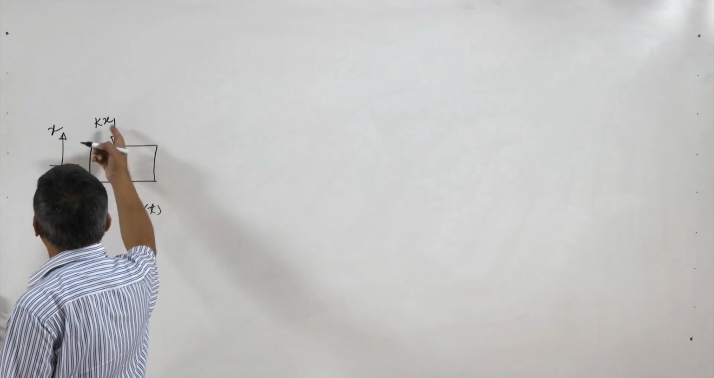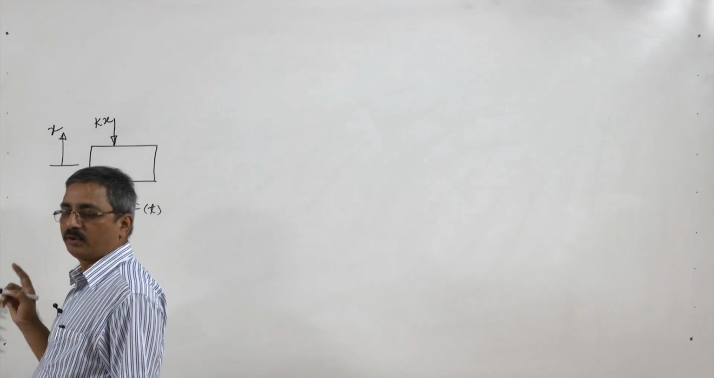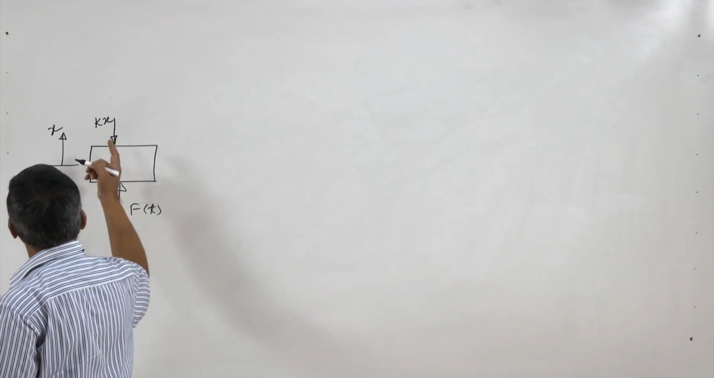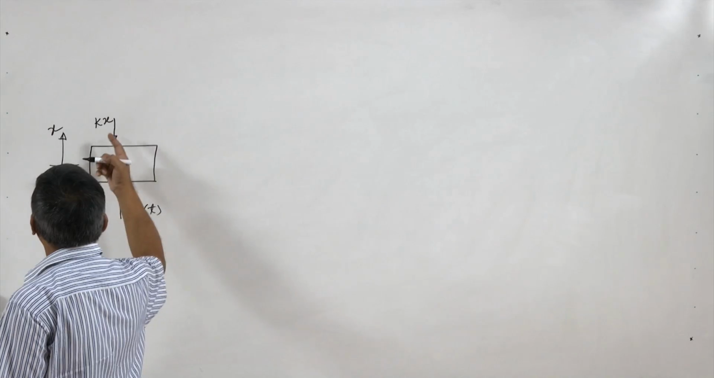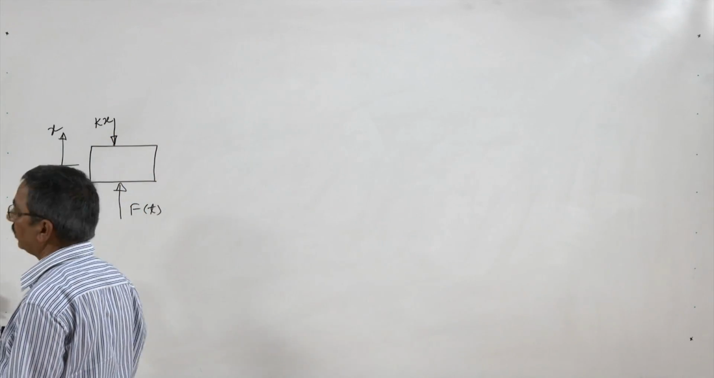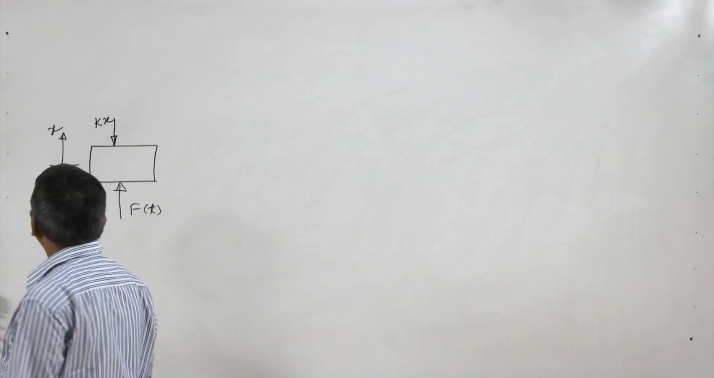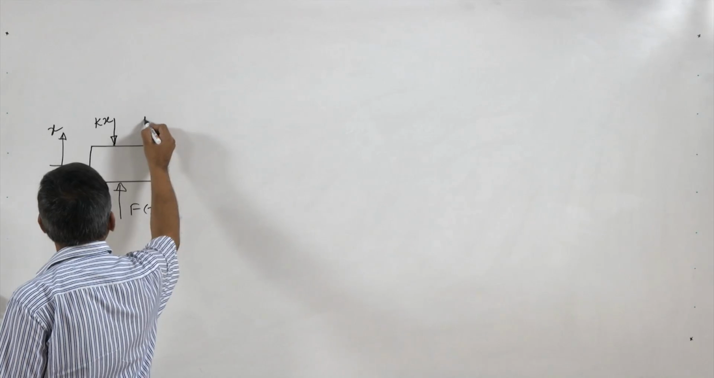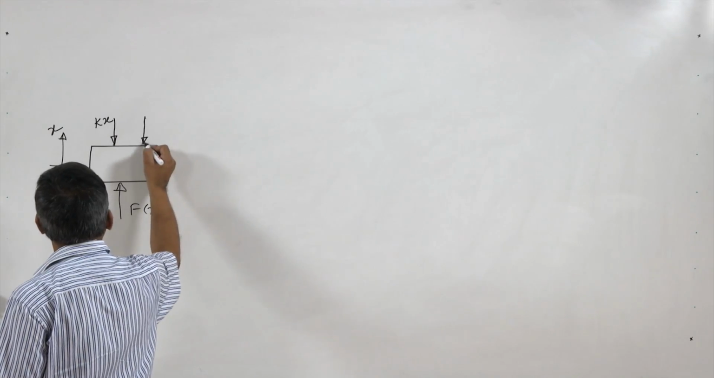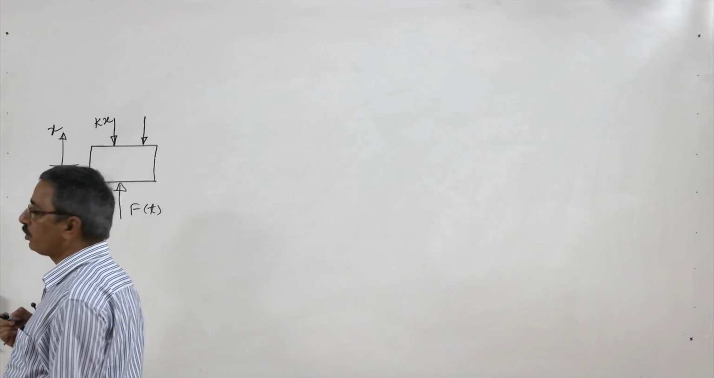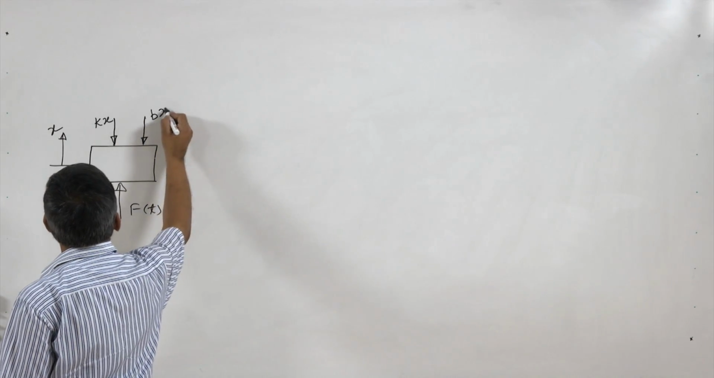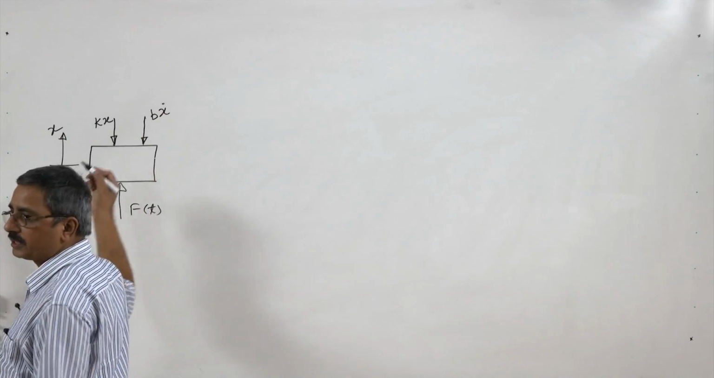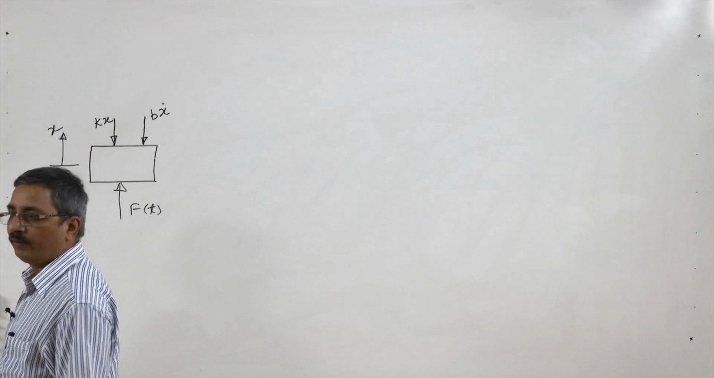Of course, I am considering my system to be linear, that is, my spring is linear, and the spring force is proportional to the displacement. Likewise, I can evaluate the damping force here, and the damper force will be B x dot, because the damper force is going to be proportional to the velocity.